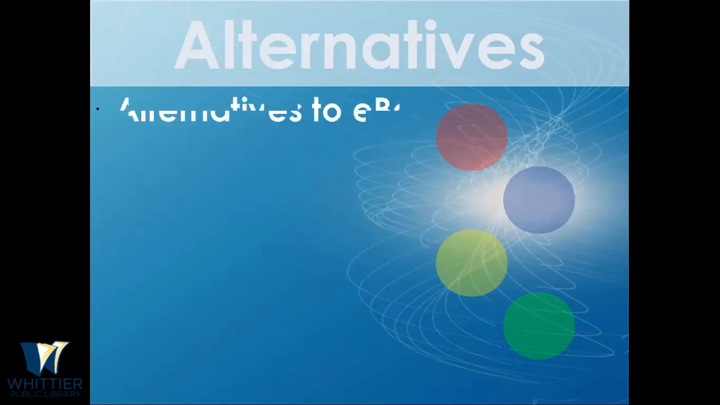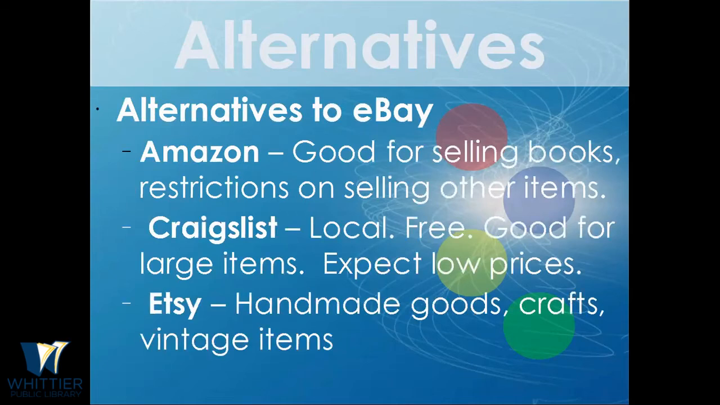So some alternatives for selling. If you're selling books, Amazon's a great place. That's the first place people usually look for books. They have restrictions on selling most other things, though. Their fees are a lot higher as well. Their fees, I don't know exactly what they are, but they're somewhere around 20%. And they have very severe restrictions on selling most other items.